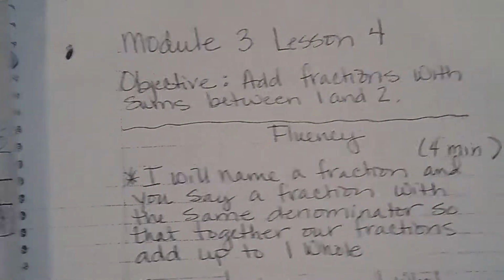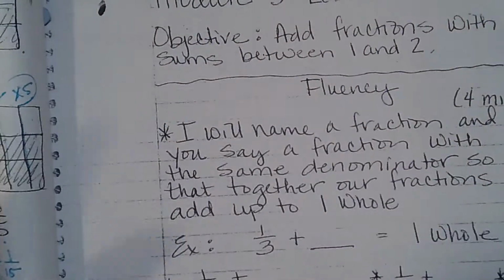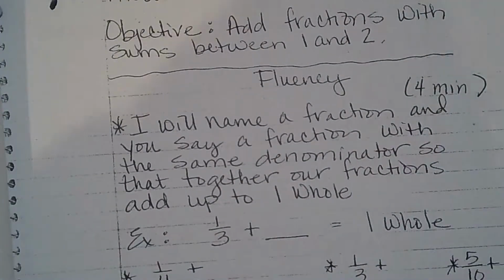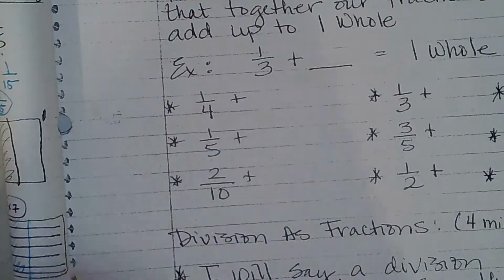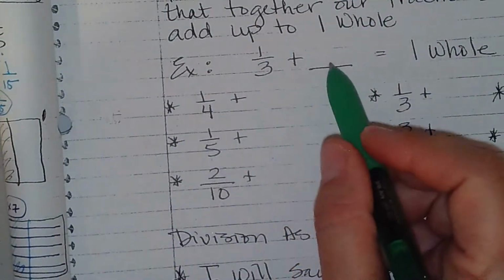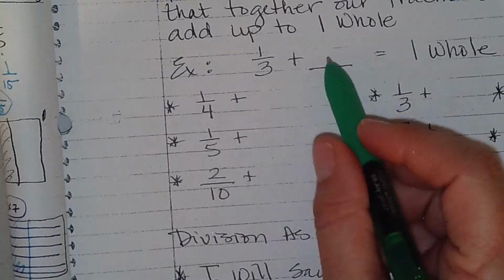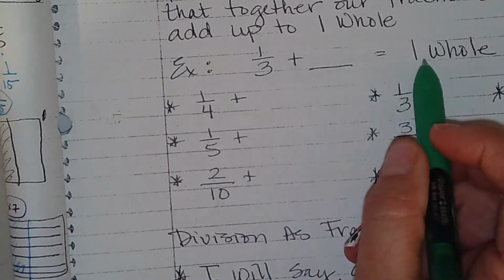All right, so let's go ahead and start with our fluency practice. I'm going to name a fraction, and you say a fraction with the same denominator so that together our fractions add up to one whole. So let's practice. If I have 1/3, what fraction would add up to make one whole?